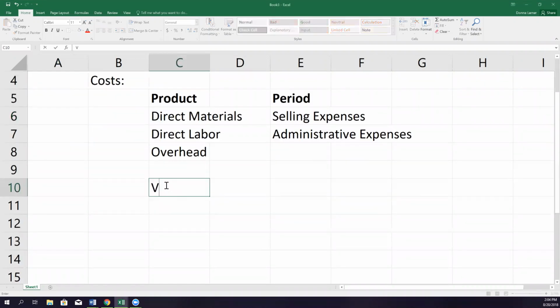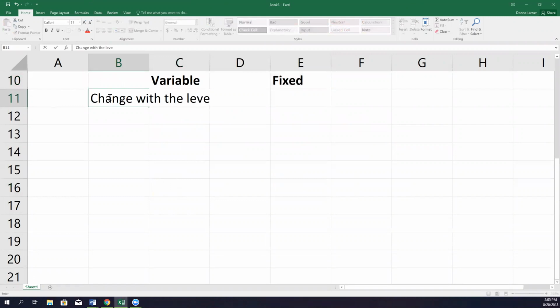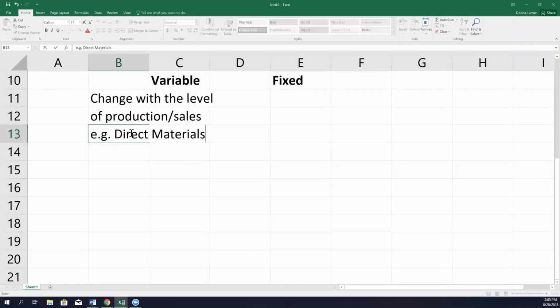One of the things that a cost can do is be variable. The other is it can be fixed. Variable costs change with the levels of production or sales. When production or sales levels change, this cost would change. For example, you could have direct materials. The more you produce, the more you're going to spend on direct materials. That's going to go up or down depending on what your production does.